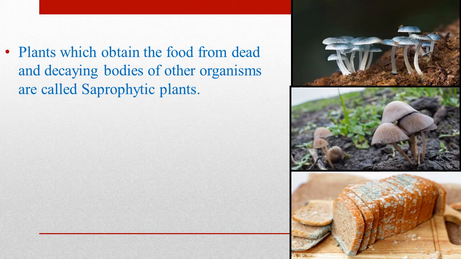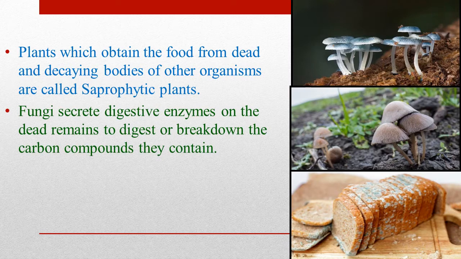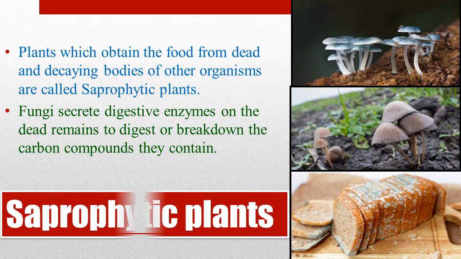Alright, so the next type is plants which obtain food from dead and decaying bodies of other organisms, called saprophytic plants. Okay, so student, various types of fungi like mushroom and yeast are saprophytes. You can observe in the alongside diagram, various types of fungi like mushroom and yeast are saprophytes. Fungi secrete digestive enzymes on the dead remains to digest or break down the carbon compounds they contain, and the resulting solution is absorbed to obtain nutrients.